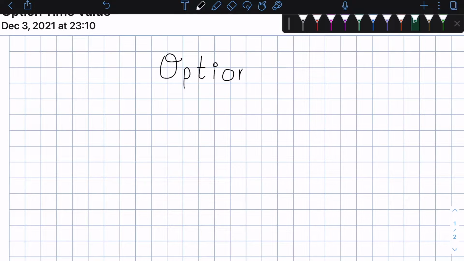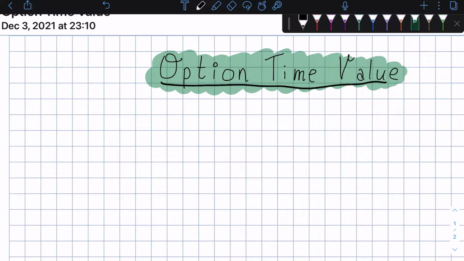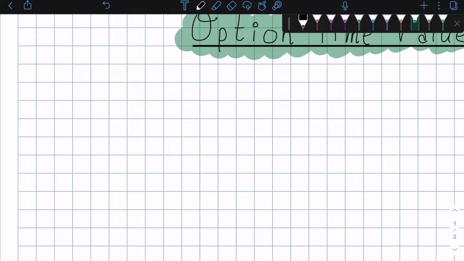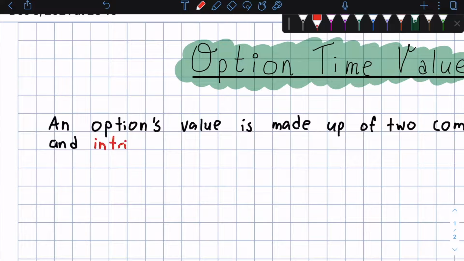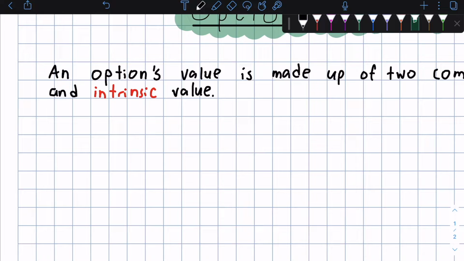Hello ladies and germs, and welcome back to the channel. Today we're taking a look at an option's time value, and this is also known as theta, which we'll cover in a minute. So an option's value is made up of two important components. So it's extrinsic value and intrinsic value.